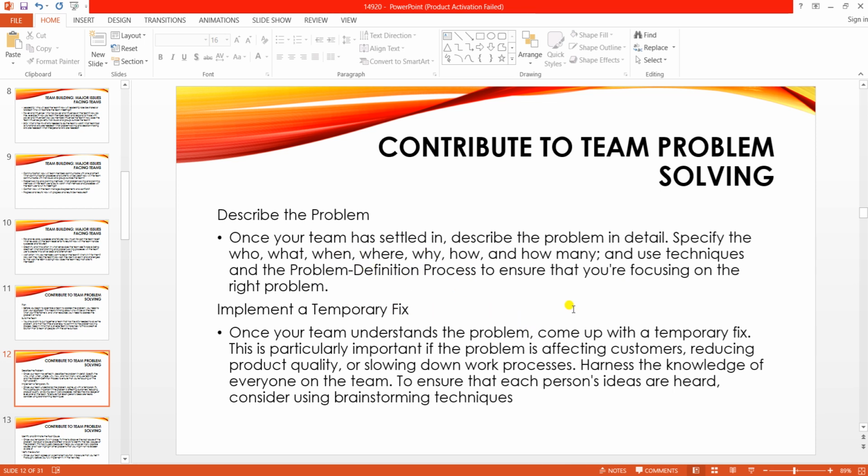You need to specify and use the techniques in order to find mitigating steps to solve the problem. And also you need to implement a temporary fix. Once your team understands the problem, come up with a temporary fix. This is particularly important if the problem is affecting customers, reducing quality or slowing down work processes. Harness the knowledge of everyone on the team.